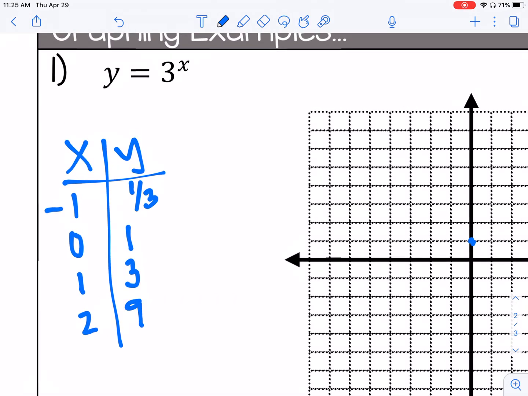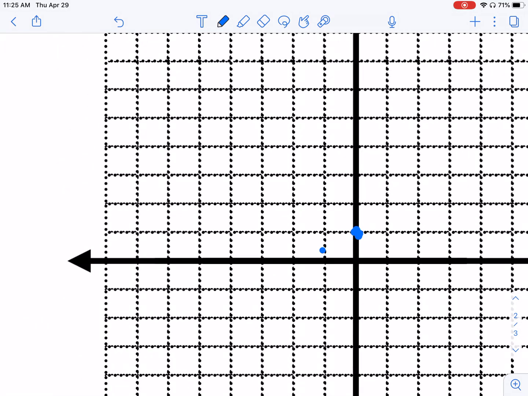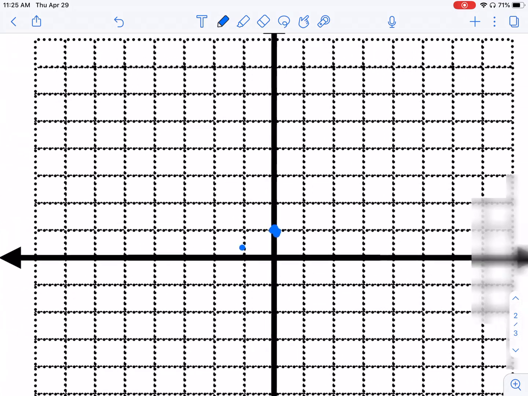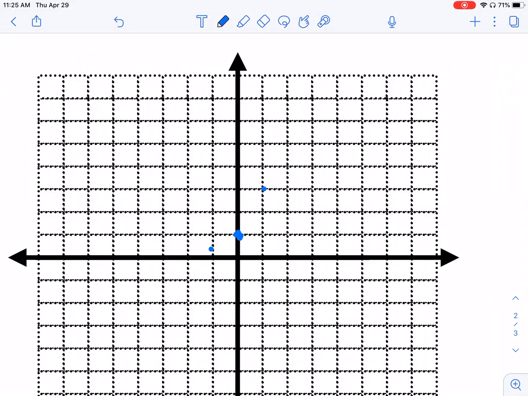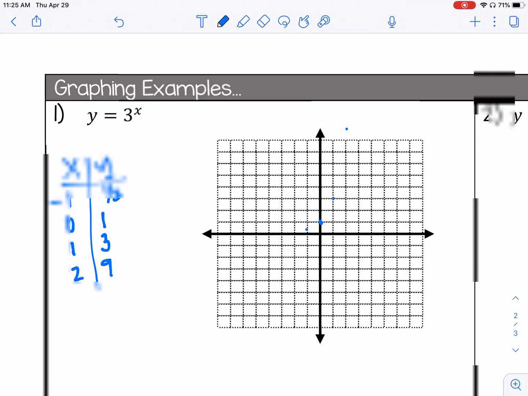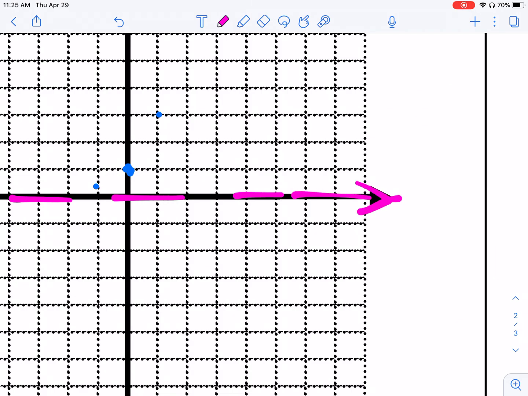So you can see how quickly this graph is growing, right? So -1 is at about 1/3, so right there-ish. And then we've got (1, 3), and then we've got (2, 9). And 9's up here somewhere. The other thing to know is, where's that asymptote? If you don't have things shifting up, then your asymptote is going to be at the x-axis here. So right here is where your asymptote is. Your graph never crosses this line here.